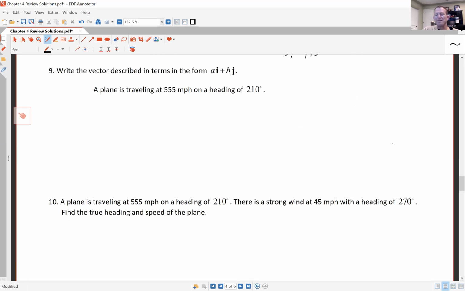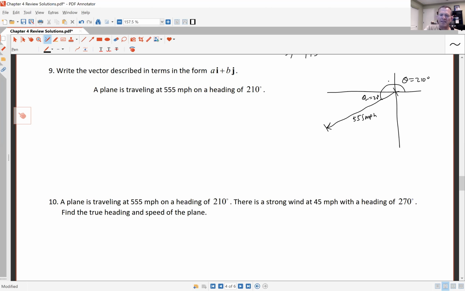We love to write headings of planes and boats as vectors. They have their heading on a direction of 210 degrees, and it's traveling at 555 miles an hour. We make that the length of the vector and use the fact that theta equals 210, or theta reference is 30 degrees. And then we write a vector with those details, a length of 555 on a heading of 210 degrees.